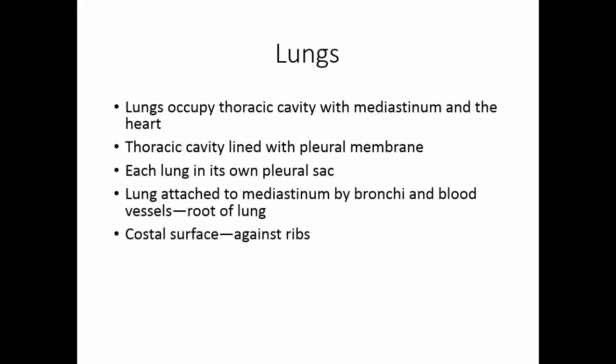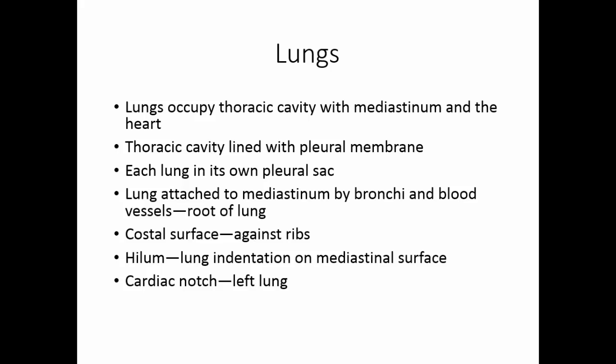The costal surface of the lung is against the ribs, and the hilum is a lung indentation on the mediastinal surface. Because the heart projects a little bit to the left, on the left lung there is an indentation called the cardiac notch that the heart fits into. The right lung has 3 lobes and the left lung has 2 lobes.